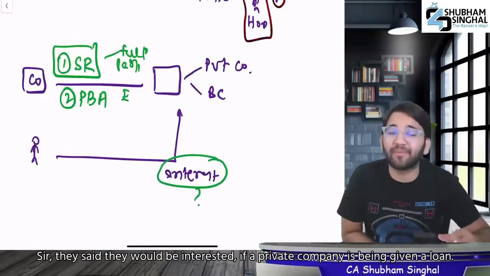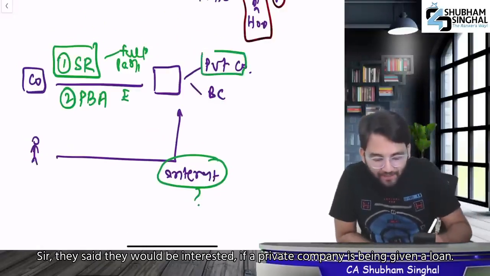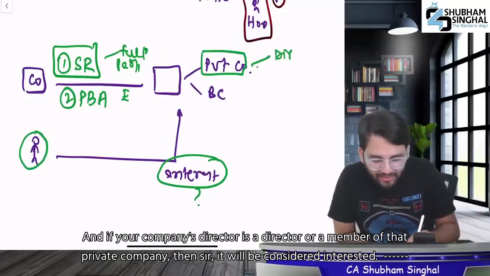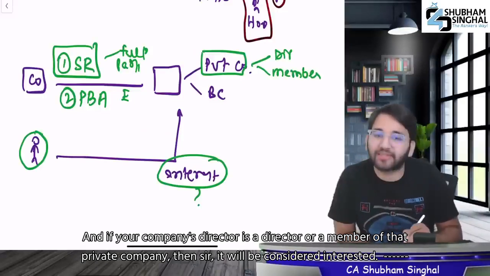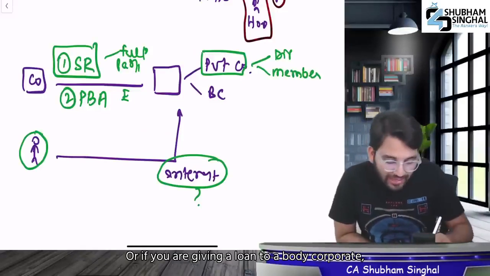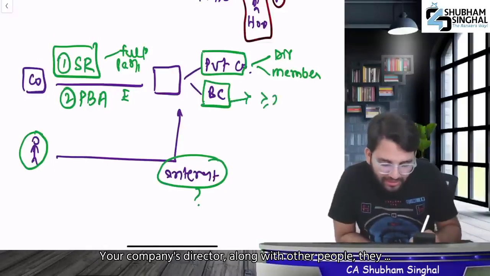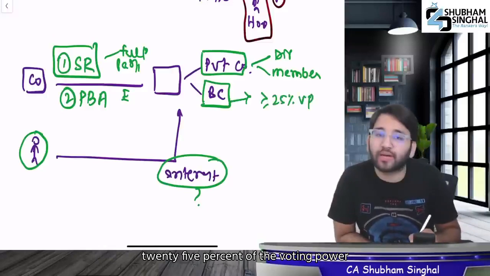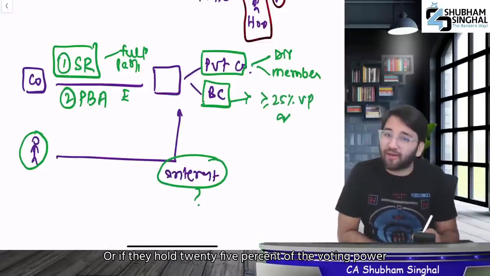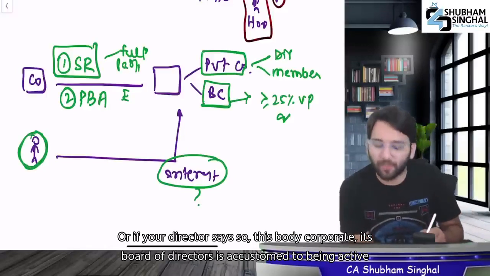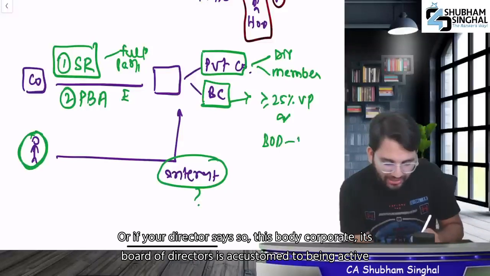No. They said it would be interested if a loan is being given to a private company, and your company's director is a director or a member of that private company. Or if you are giving a loan to a body corporate in which your company's director, along with other people, holds 25% of the voting power, or if the body corporate's board of directors is accustomed to act as your director says.